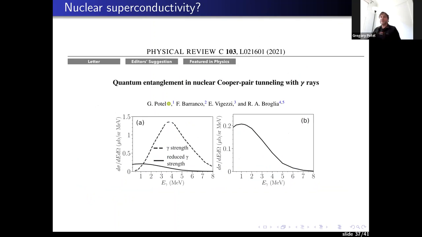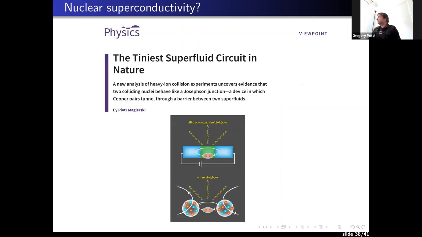Let me just finish with a little comment. The first time that we published those results was last year in that paper, and it was commented on in Physics. It was very nice that Piotr Magierski, who is also a specialist in superfluidity in nuclei, made a comment about the paper. Very modestly, I would suggest that he change the title of that comment a little bit, because I think one could argue that this is evidence of superconductivity in nuclei rather than superfluidity.